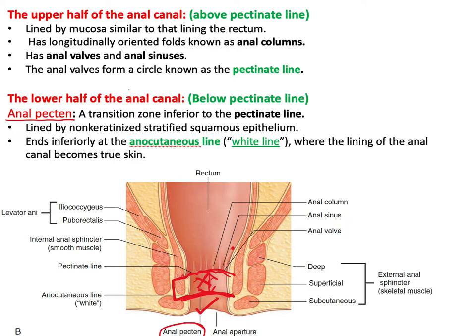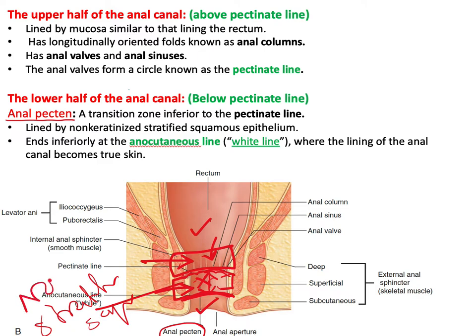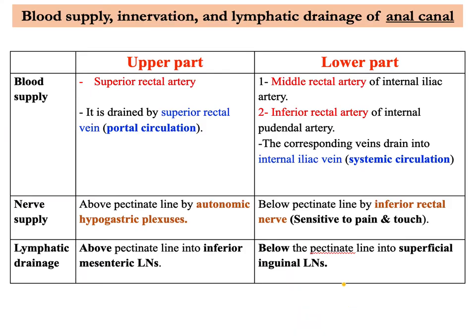That means, back again to the upper half. In the upper half of the anal canal, the histology or the mucosa is similar to the rectum. That means simple columnar. Now, in the lower half of the anal canal here, it is non-keratinized stratified squamous epithelium. That means here it is stratified squamous, but it is non-keratinized. But when you jump from this line, the white line, now it is true skin. This area from the white line and below is true skin, similar to this. So it is keratinized stratified squamous epithelium.